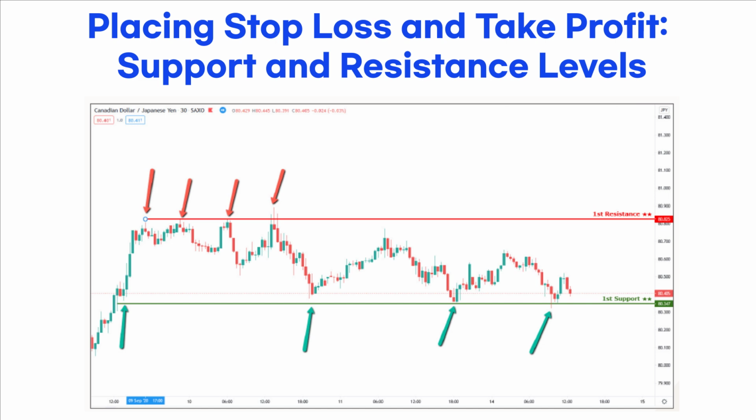It's important to note that if a price breaks through a support level, it is possible for it to become a resistance level in the future. Similarly, if price breaks through a resistance level, it is possible for it to become a support level in the future. This means that we should remain attentive to price action in the market and constantly update our strategies based on what has happened.